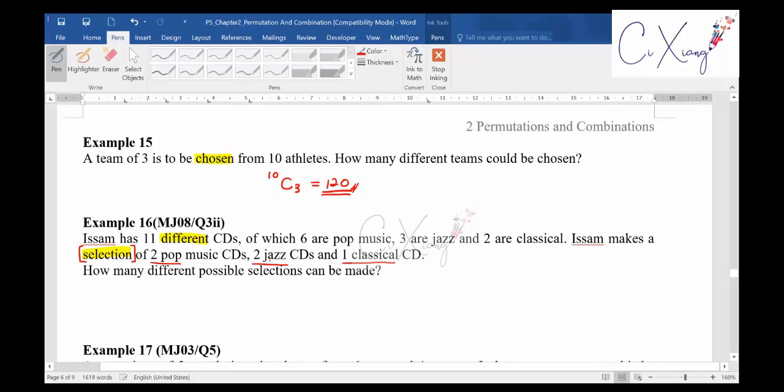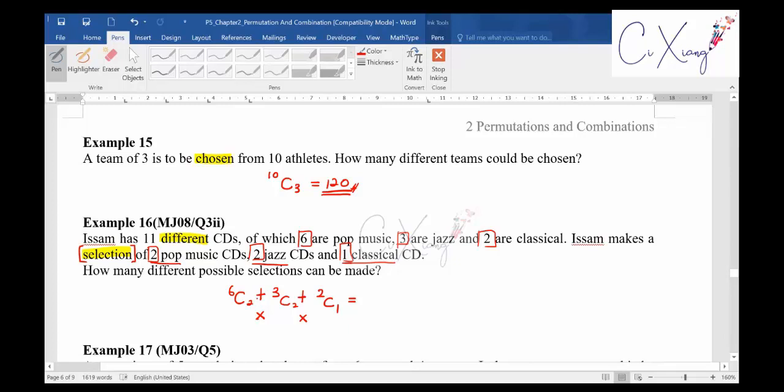Okay, so how can you complete the selection here? From the 6 pop music, you want to select 2 of them. So 6C2. 3 jazz music, you want to select 2 of them. So 3C2. And after that, 2 classical, you want to select 1 classical. So 2C1. Okay, so how to get the final answer? Should you plus them or should you multiply them? So this is also the concept that students will confuse very often.